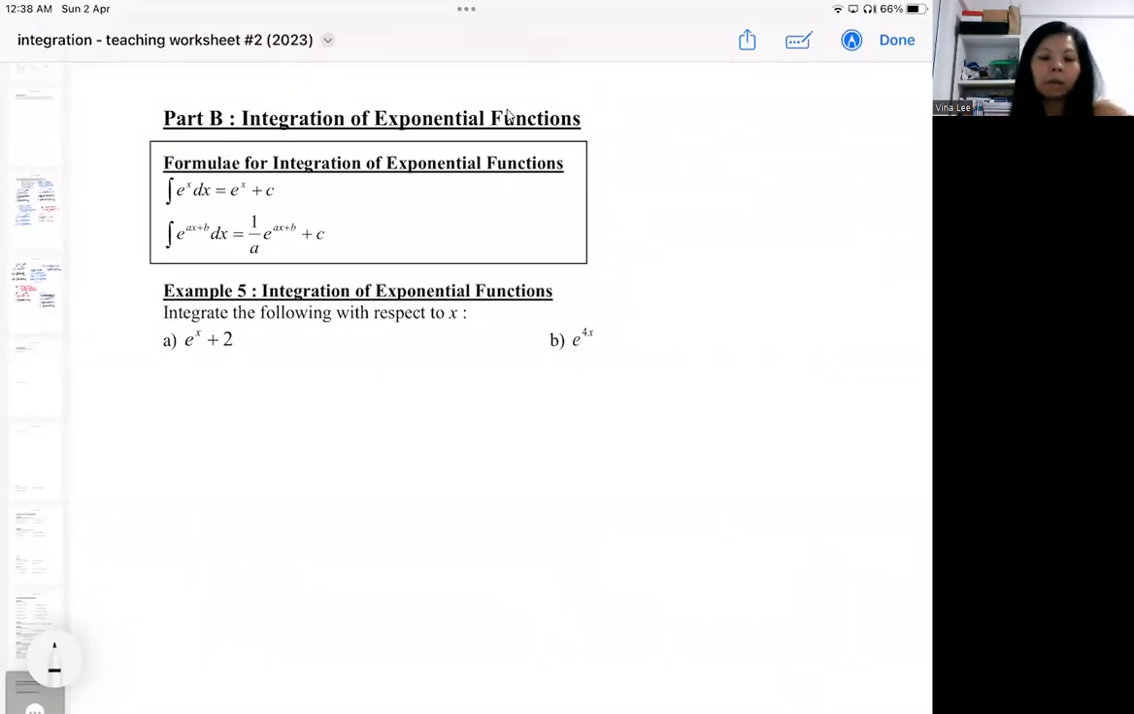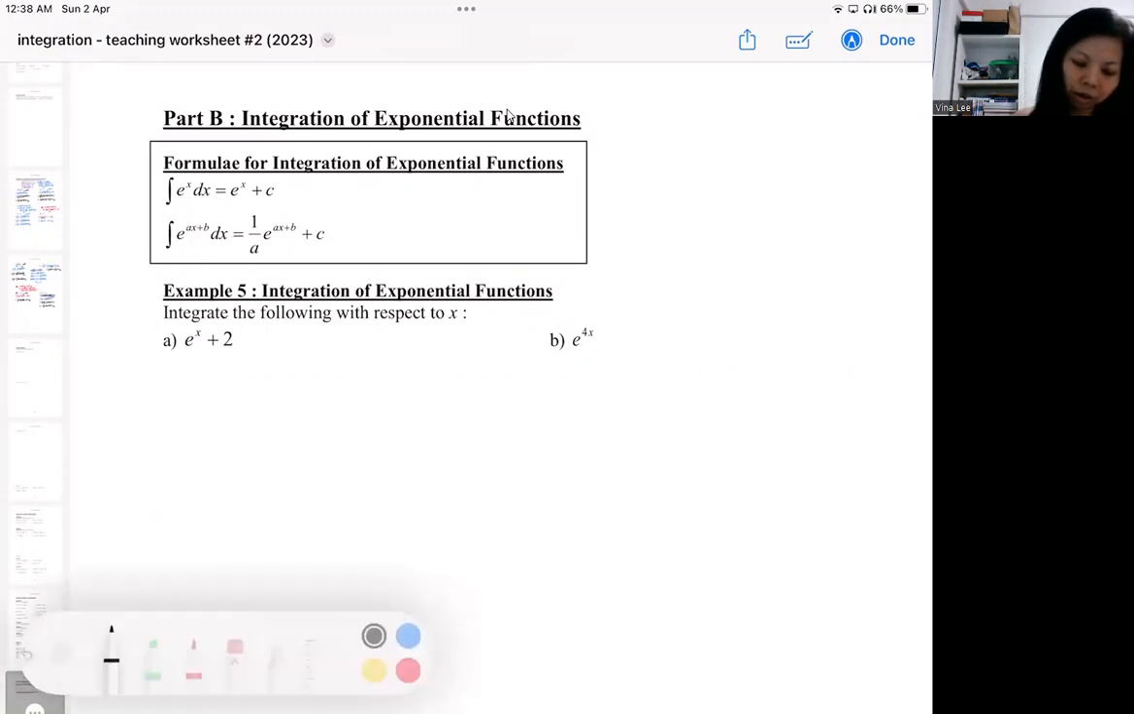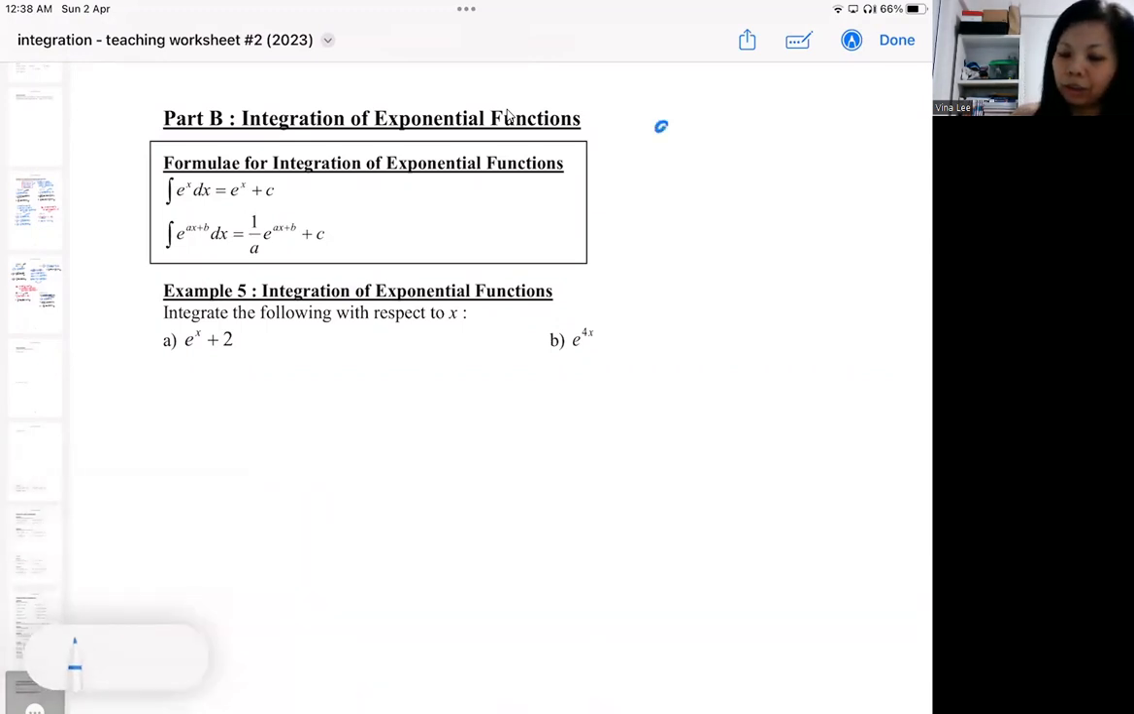Okay, so for this part, we are going to be integrating exponential functions. Integrating exponential functions is not so difficult, because if you still recall, when you differentiate e^x, you get e^x. That's why if you integrate back, you get the same thing.